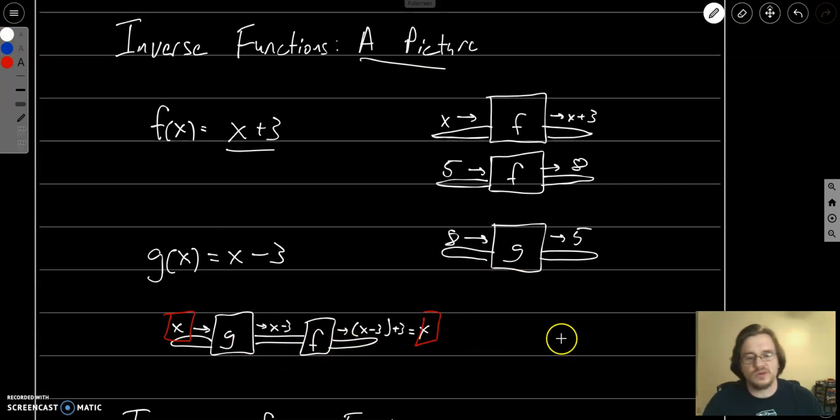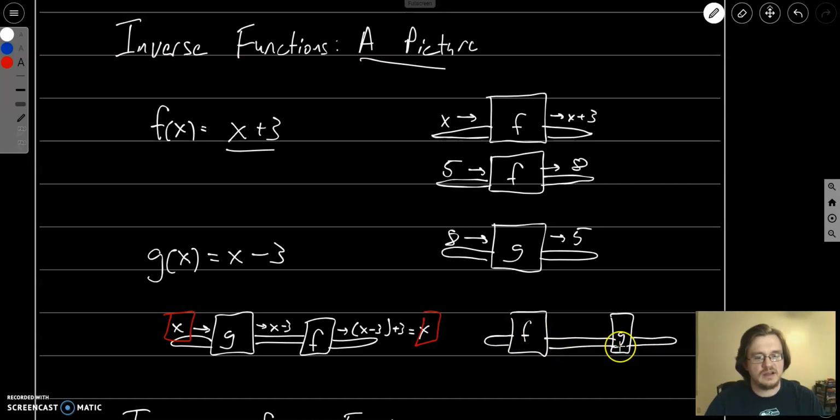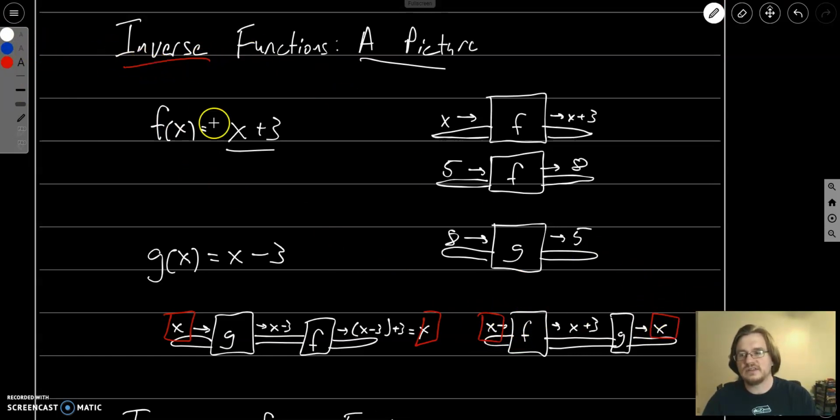Likewise, it doesn't matter the order in which we do this. We could do f first and then g, and we'll get the same thing. When we plug x into f, we're going to get x plus 3. And when we plug that into g, we're going to then subtract 3 from it, and x plus 3 minus 3 is just going to be x again. So these functions undo one another. And this is what we will call inverses.